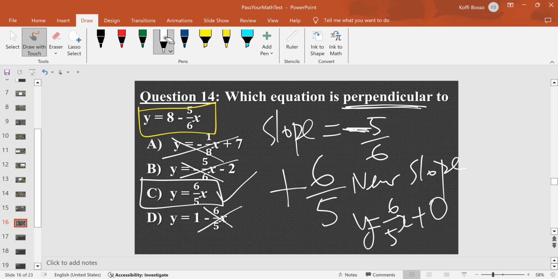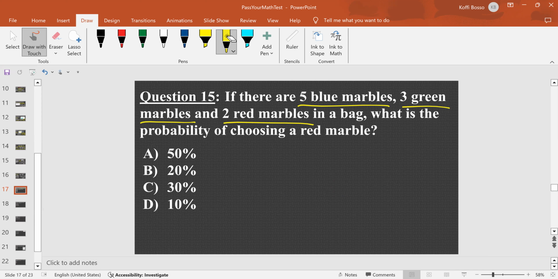If there are 5 blue marbles, okay, let's underline this, 3 green marbles, and 2 red marbles in a bag, what is the probability of choosing a red marble? This is a probability question, but it's simple. In total, how many marbles do we have? So you have to take 5 plus 3 plus 2, that gives you 10.